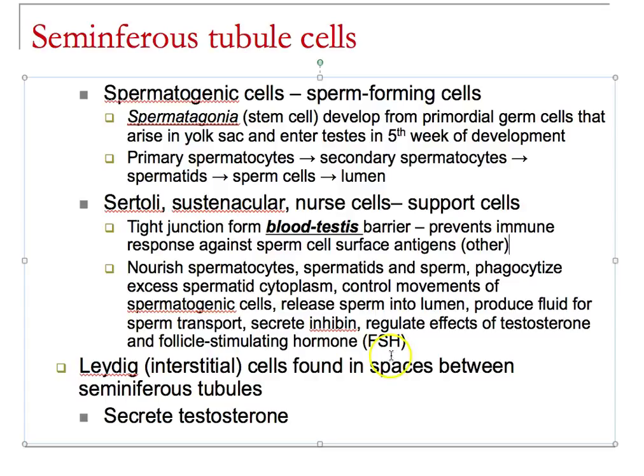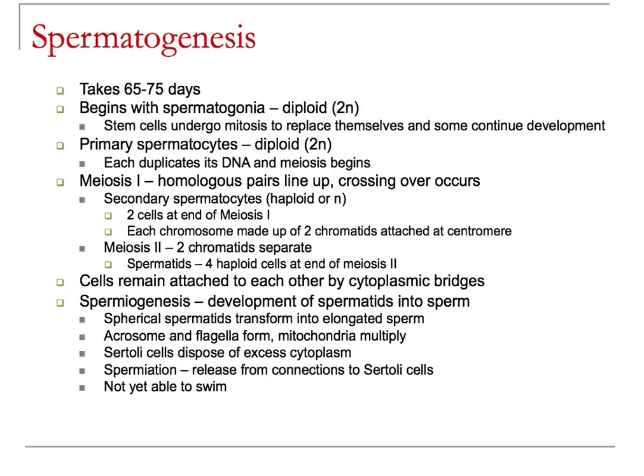It's the Leydig cells. These are also called interstitial cells, depending on your textbook. Okay, they're going to be the target of luteinizing hormone, right, which is now going to make testosterone. We'll see how in a few minutes. Okay, cool. Spermatogenesis. Anywhere between 65 and 75 days. It begins with a spermatogonia, which is a diploid structure.